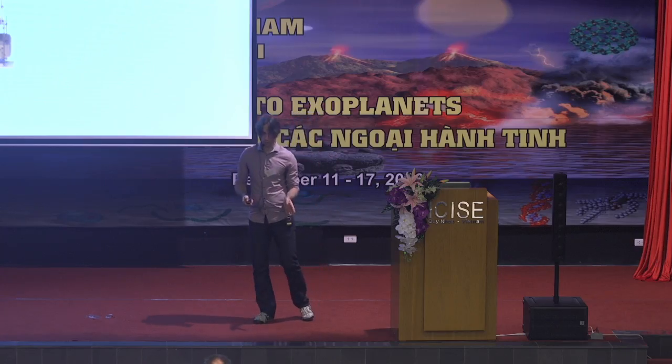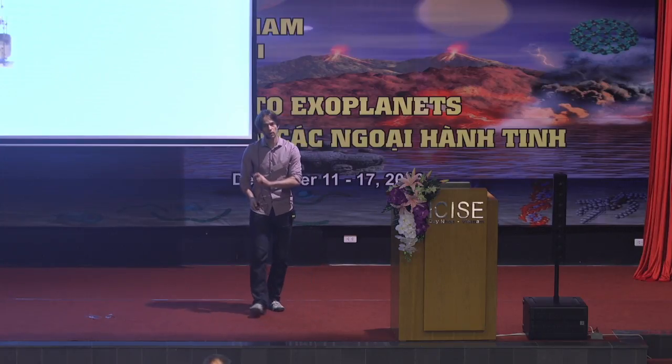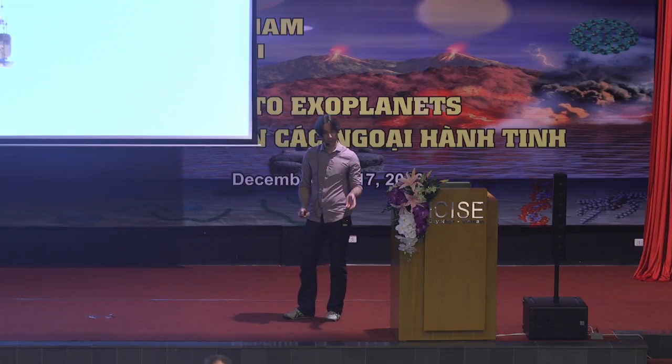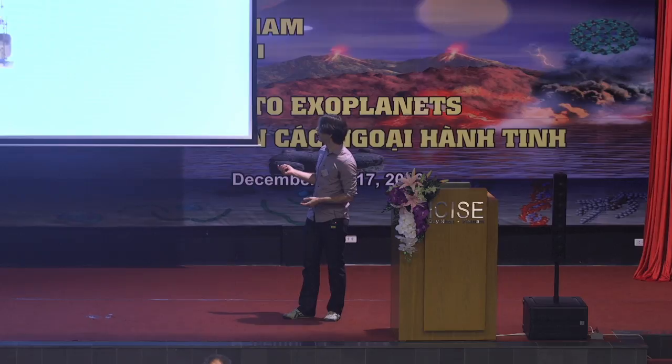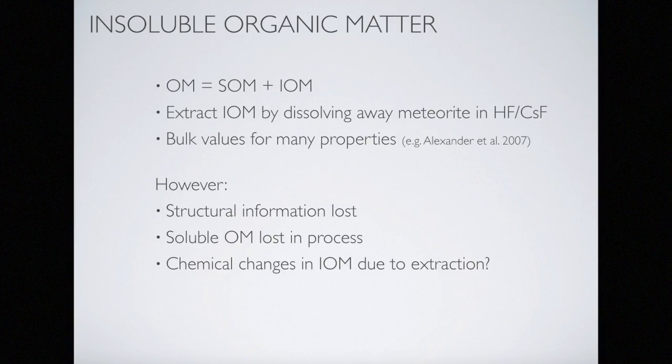The total organic matter, of course, is the soluble organic matter plus the insoluble, but like I said in the beginning, the majority, 70 to 90%, is insoluble. You can extract the insoluble organic matter by dissolving away the rest of the meteorite in strong acids. Others have done that in the past, for example, Conel Alexander, which gives you a bulk of insoluble organic matter. You can determine lots of bulk values. Very interesting. Here's just one example out of many of what you can do with it.